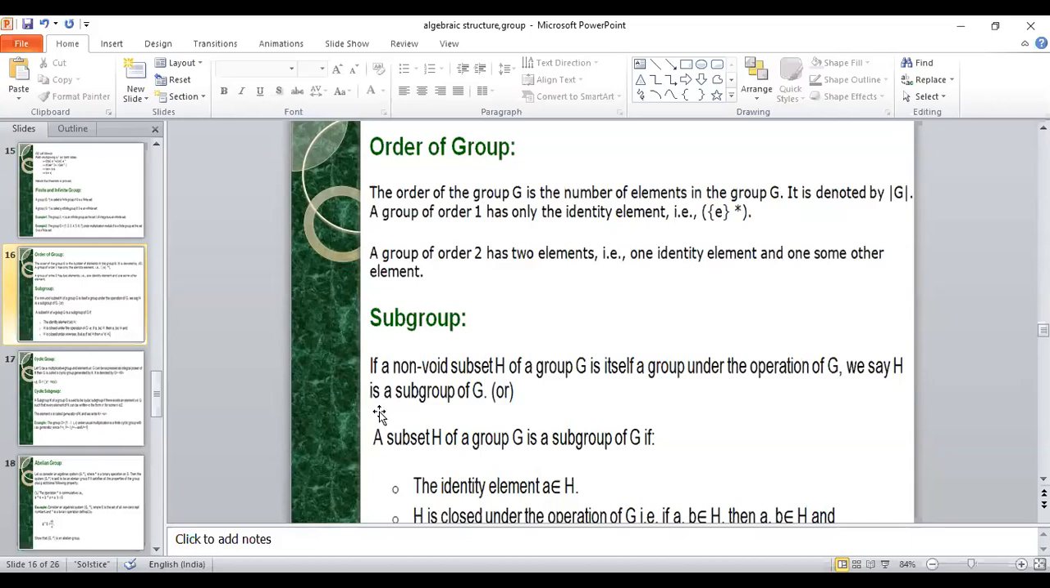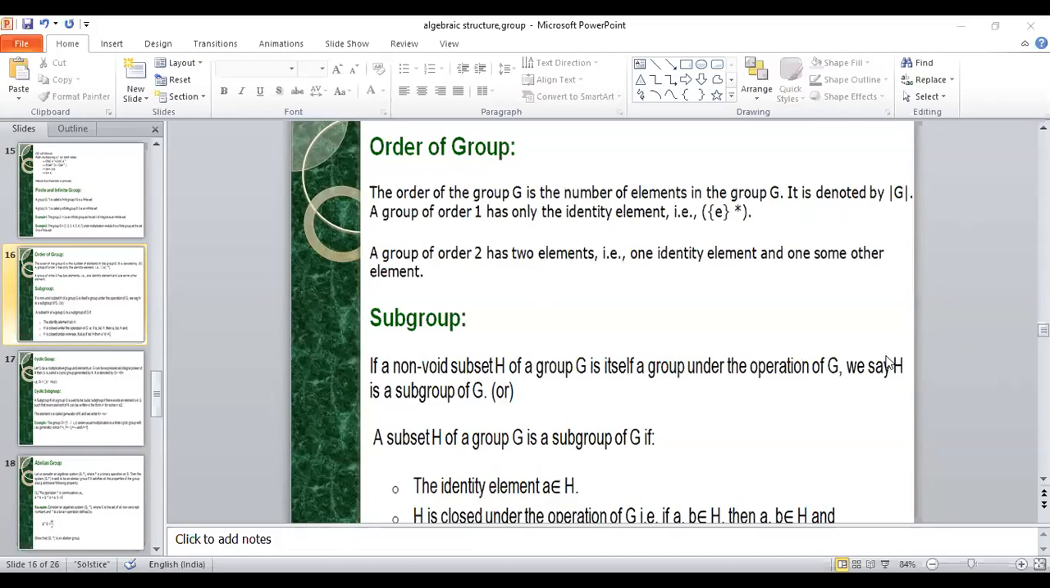So, let G be a non-empty set and star a binary operation defined on G. Then (G, star) is said to be a group if it satisfies the four properties: closure, associative, identity and inverse. In addition, if it satisfies another property, the abelian or commutative property, then that G is called an abelian group. In today's class, the remaining definitions of a group.